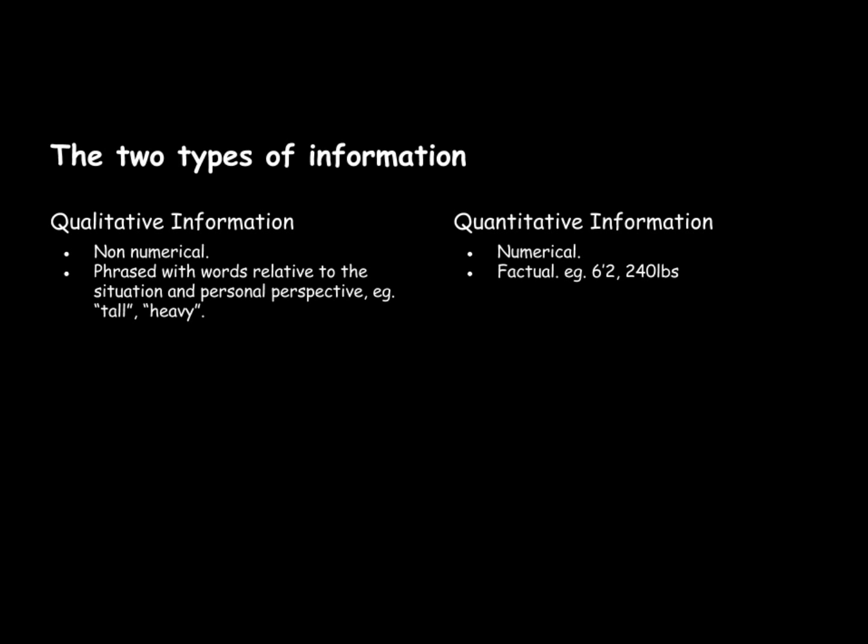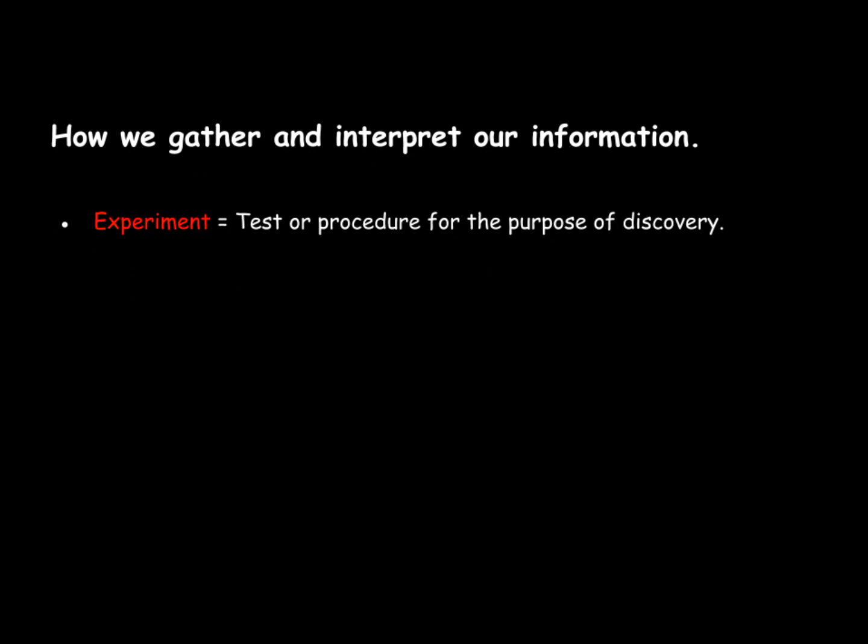In contrast, quantitative information is numerical. One might say the convict was 5'10" and 180 pounds. Unlike qualitative information, quantitative information is exact. We might acquire this information through several ways. Our conclusion may have been reached through an experiment, which is a test or procedure that is performed for the purpose of discovering a result.